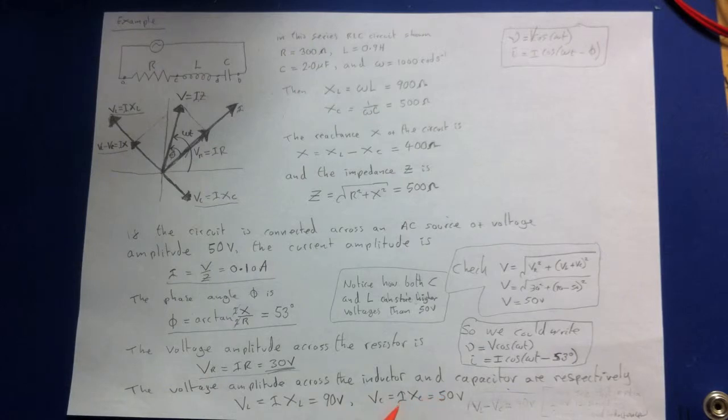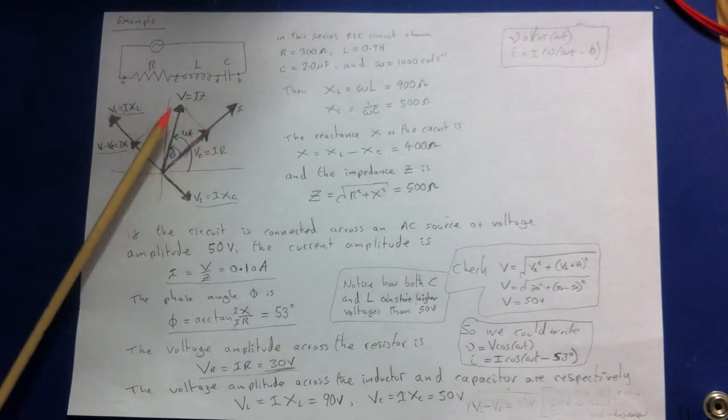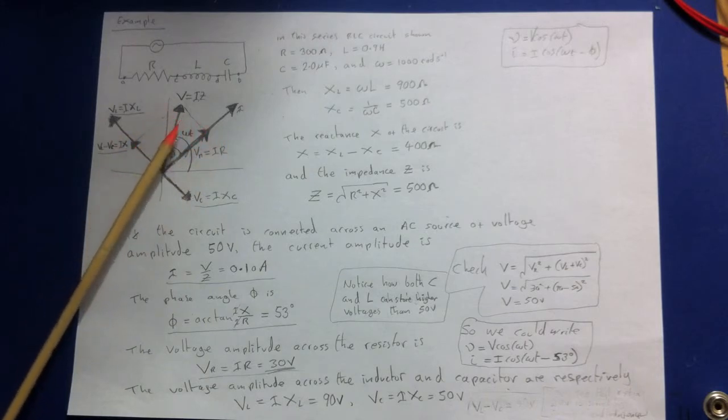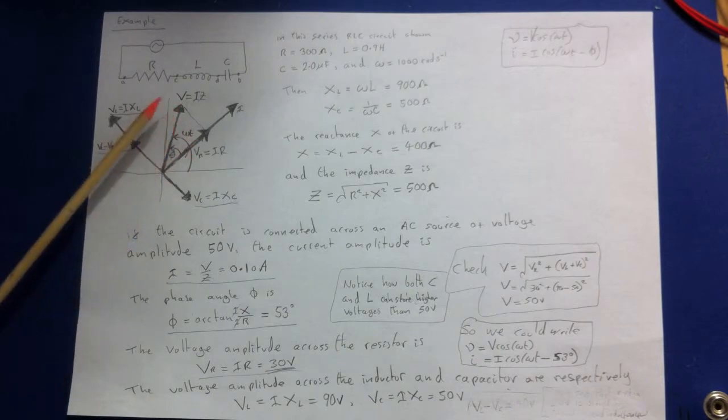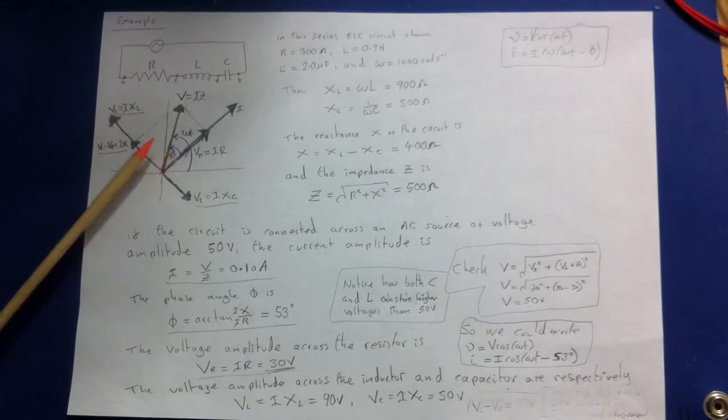Less voltage dropped across the capacitor, and you can see here that the voltage is leading the current. We can resolve these phasors, and we can see that the voltage is leading the current by this angle phi. When we know the angle phi, it's worked out as 53 degrees.